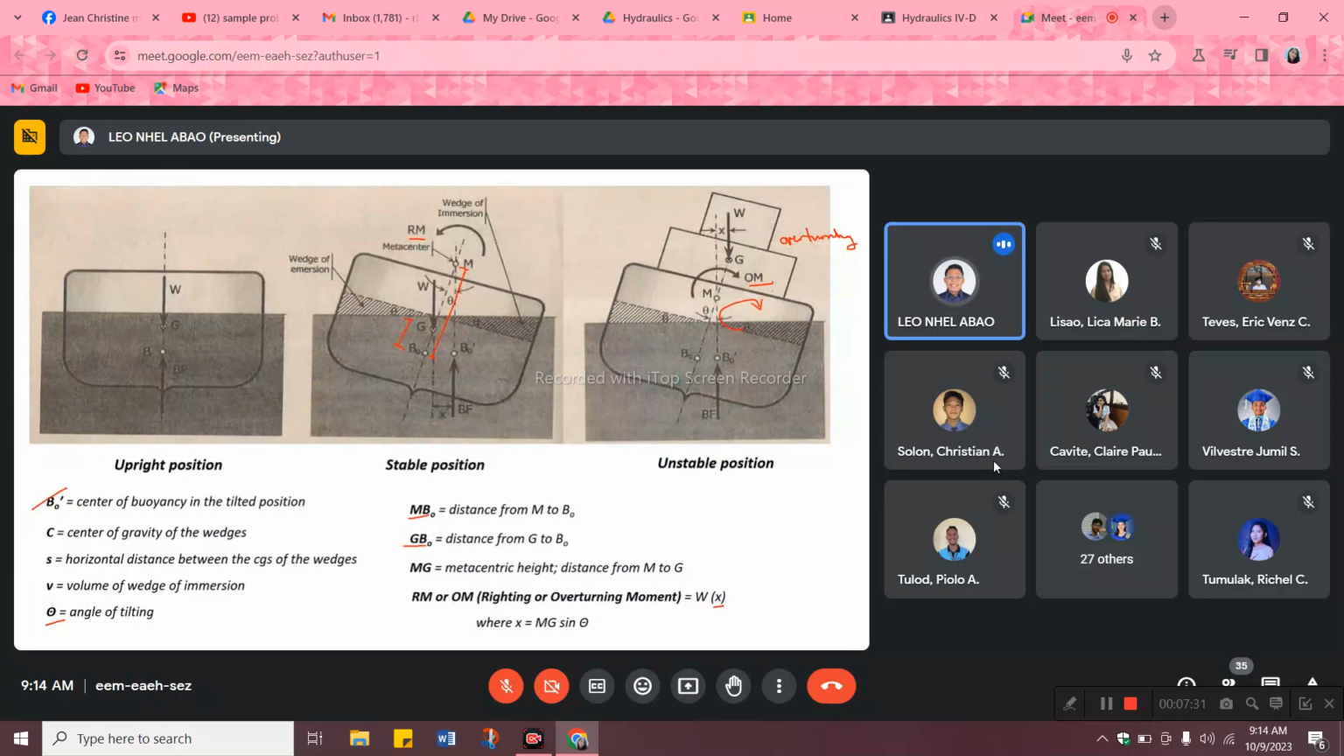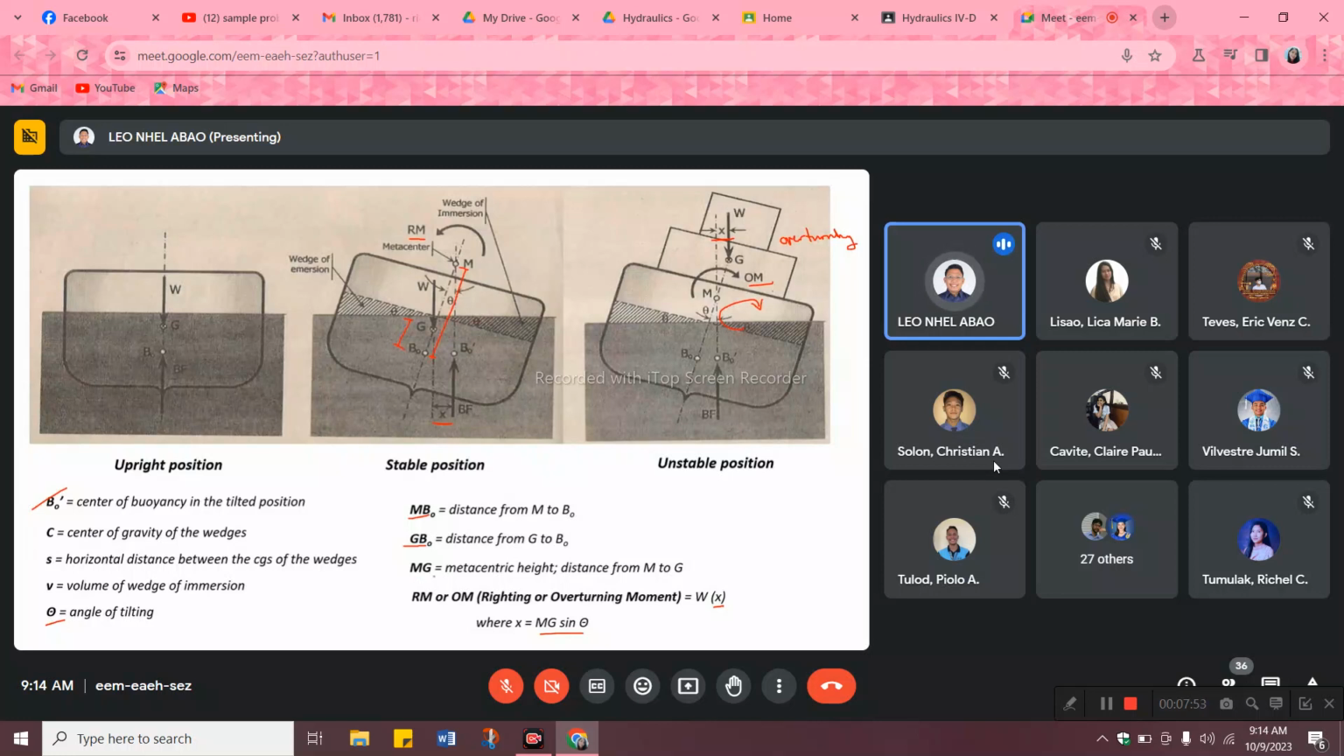So there is a stable position, with its moment arm. There is unstable, with its moment arm. Okay, where X is simply MG sin theta. This is trigonometry, class, and theta is the angle of tilting, this one, here and here. Okay.